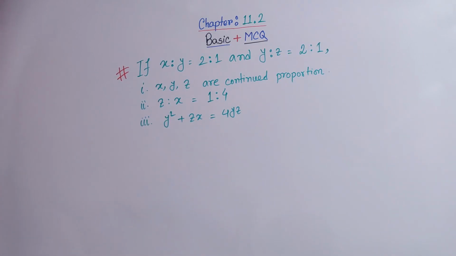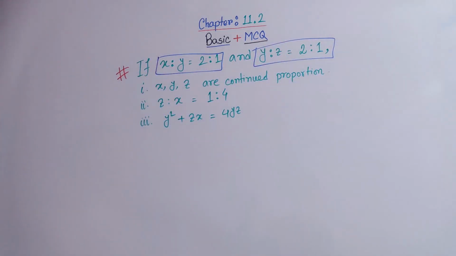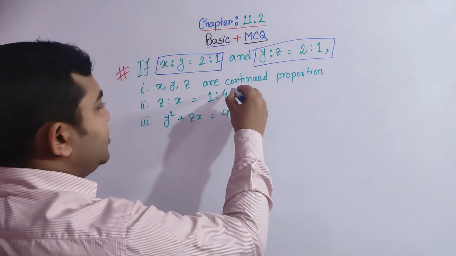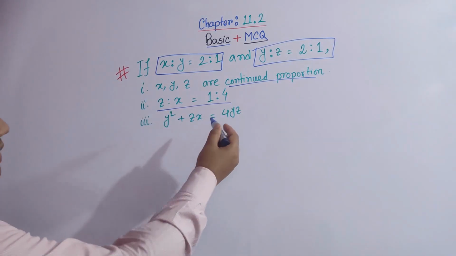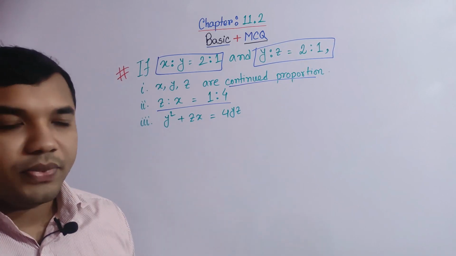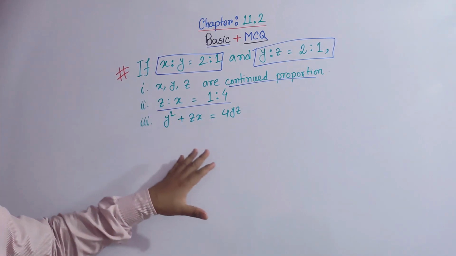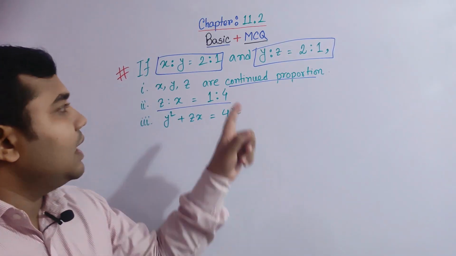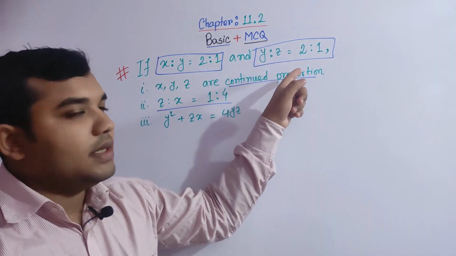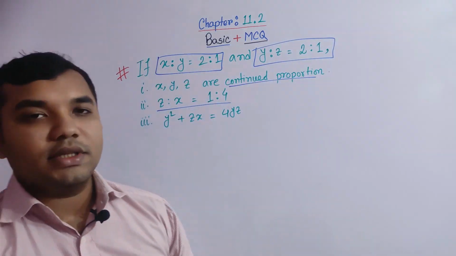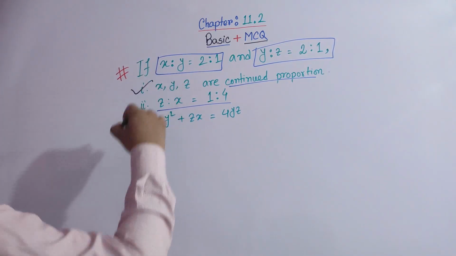First of all, the question says that if x to y is 2:1 and y to z is 2:1, then is it a continued proportion or not? That's our first criteria. The second criteria says that it is right or wrong, and this will be verified or not. First of all, we need to think whether it is a continued proportion or not. To be a continued proportion, my dear students, you must know that our two ratios must be the same. Here x to y is 2:1 and y to z is also 2:1. Since our two ratios are the same, we can say this is absolutely a continued proportion. So number 1 is absolutely correct.